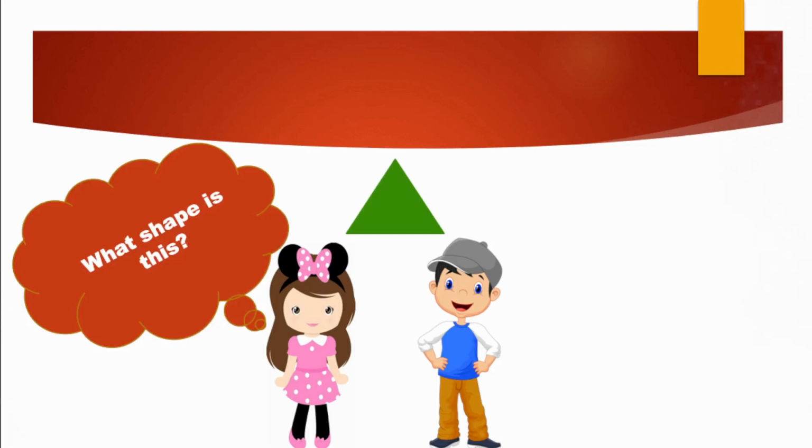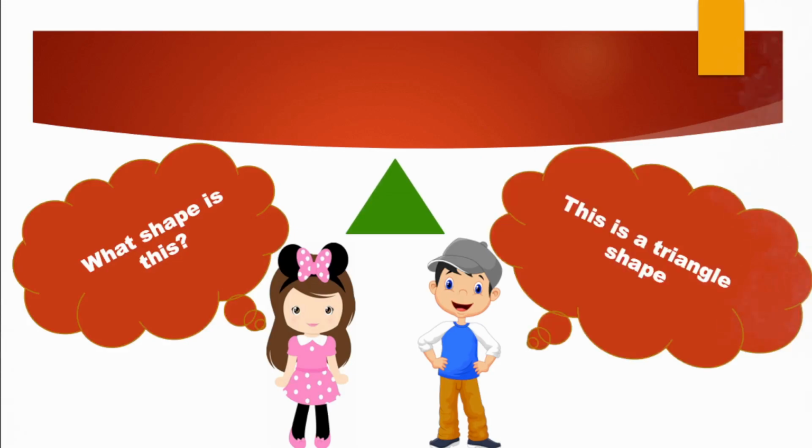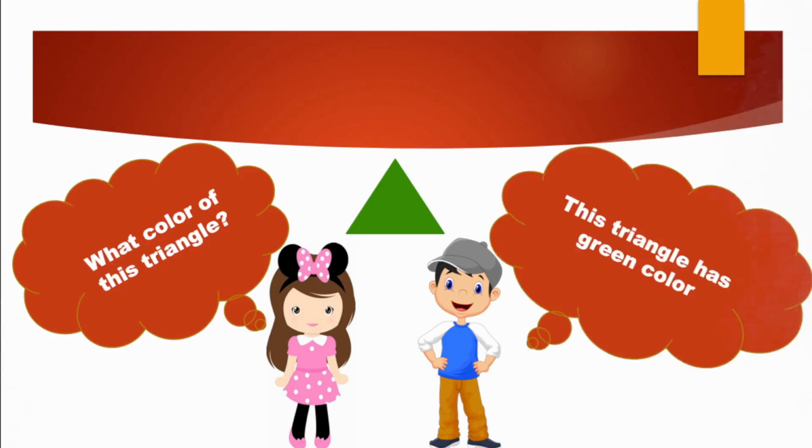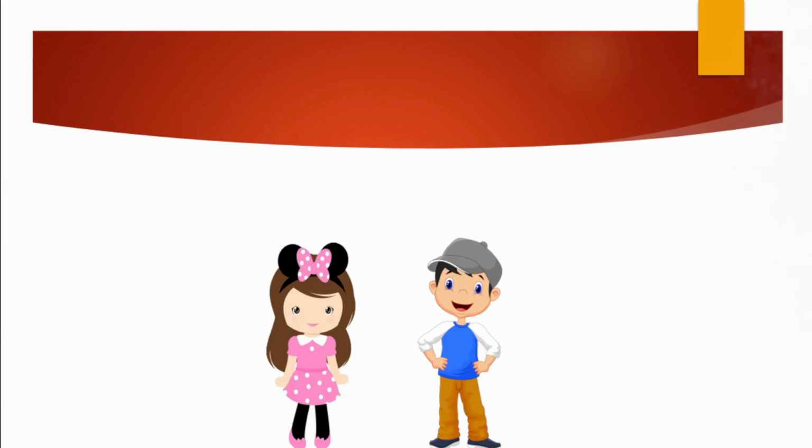What shape is this? This is a triangle shape. What color of this triangle? This triangle has green color.